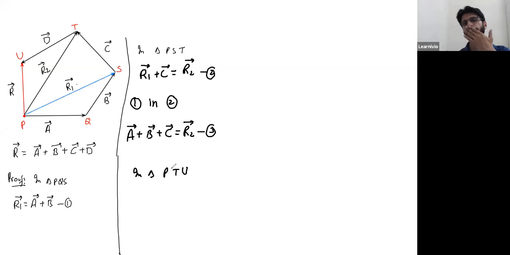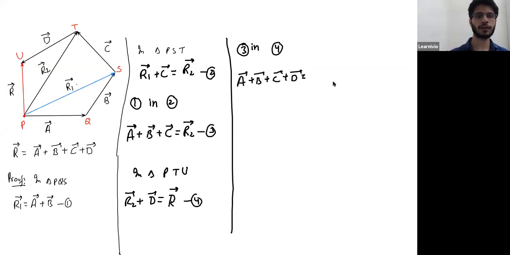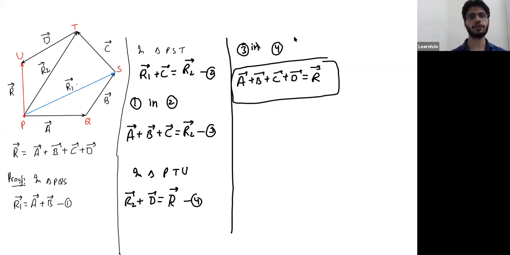Now Rania, in triangle PTU, which one is the resultant? R is the resultant. Good. So I can say that R2 plus D is equal to vector R. And the value of R2 I can take from equation number 3. Now if I substitute 3 in 4, then vector A plus B plus C plus D is equal to vector R.